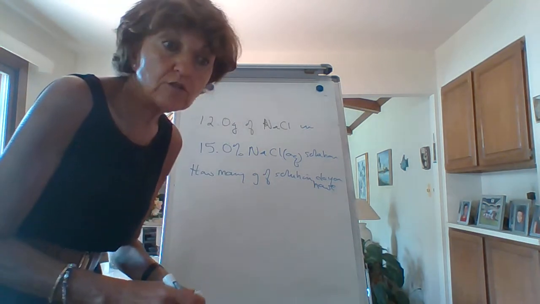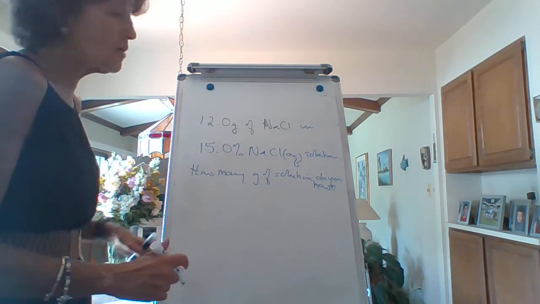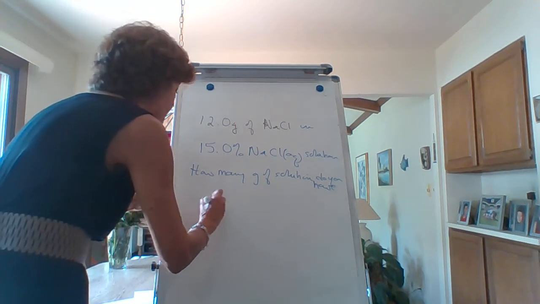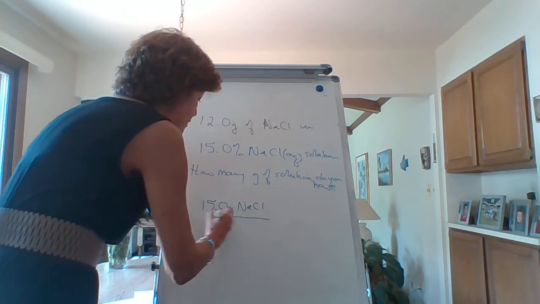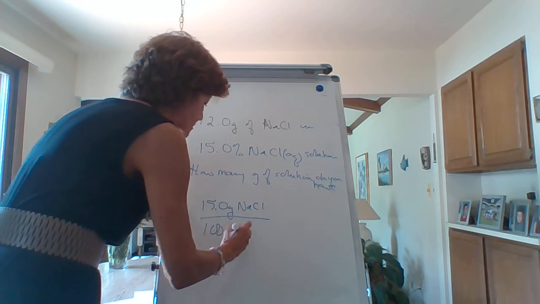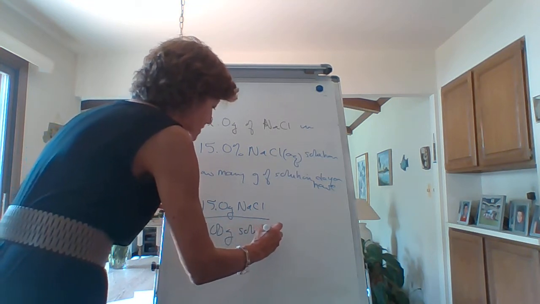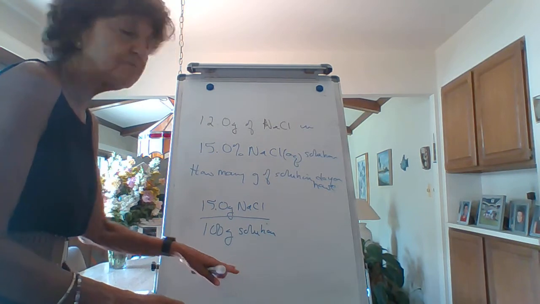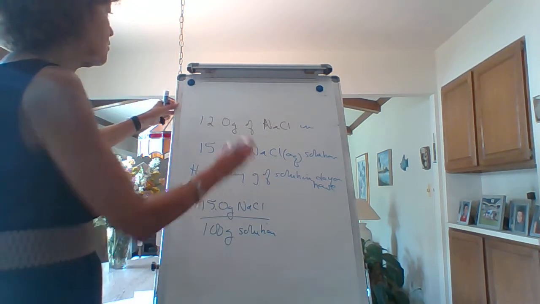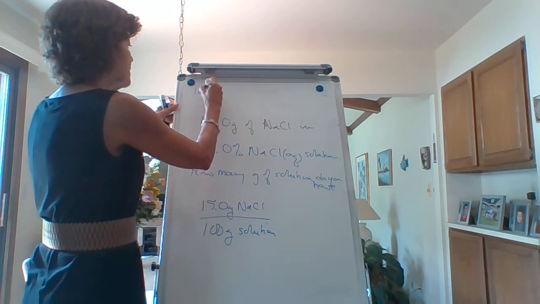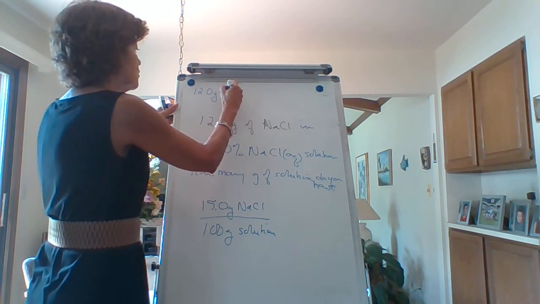So first thing you want to do right away is put units on the percent. So we're going to write 15.0 grams of sodium chloride per 100 grams of solution. All right, so we do that. Then we leave it alone. Then we get the other number. The other number is this 12 grams of sodium chloride. So we're going to write down 12.0 grams of sodium chloride.